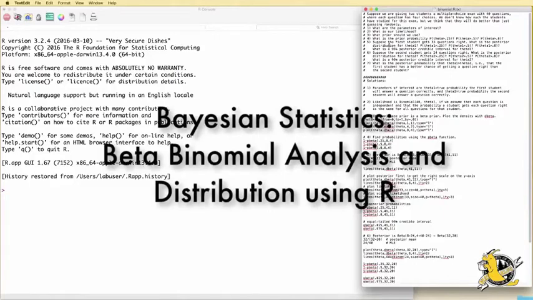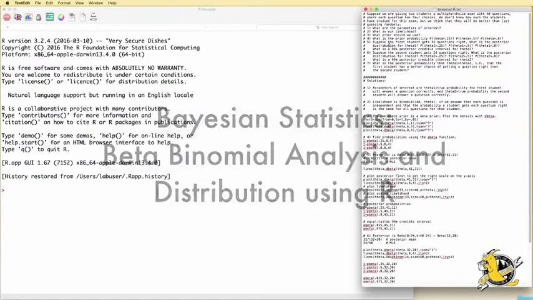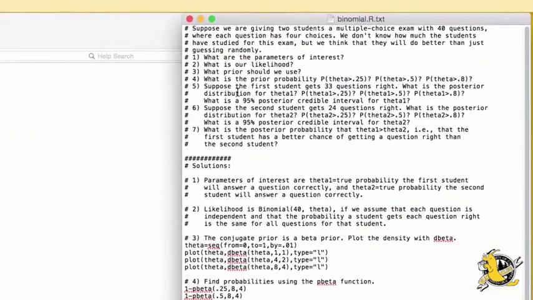This segment will look at using R for exploring the beta binomial conjugate analysis and working with binomial and beta distributions in R. Suppose we were giving two students a multiple choice exam with 40 questions, where each question has 4 choices. We don't know how much the students have studied for this exam, but we think that they will do better than just guessing randomly.